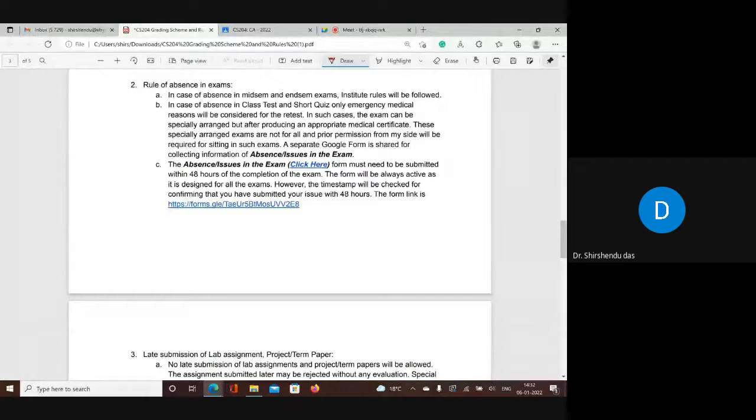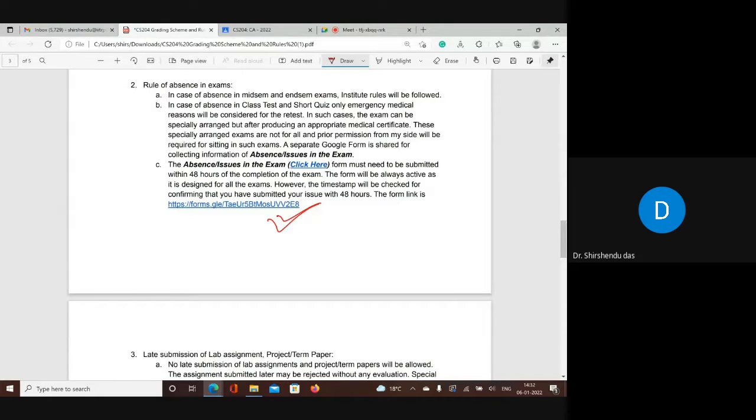So how to request me? There are 100 students in this class. If you start sending me emails, it may be possible that I may ignore some of the mails. That's why I have created a form here. You can click this form or follow the link that is given here. I have mainly created this form for absence in exam, or if there are some issues in exam.